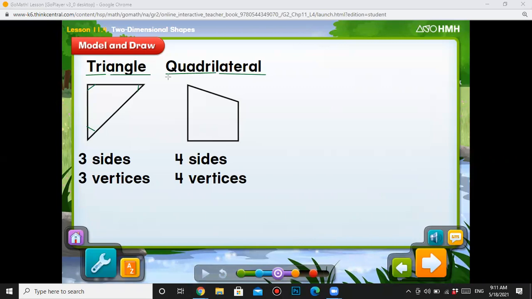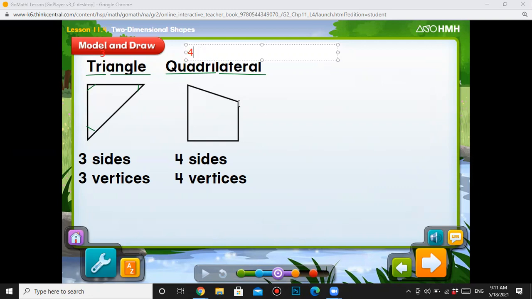So quadra means 4. Tri means 3. This is a triangle, okay? Triangle. Quadra means 4, so it is a quadrilateral. Quadrilateral, okay? Let's say quadri.